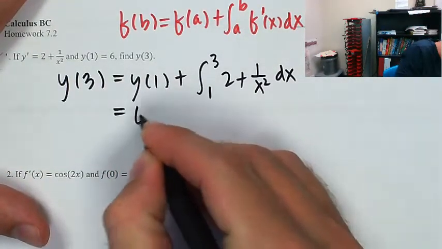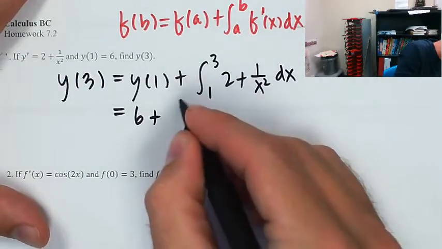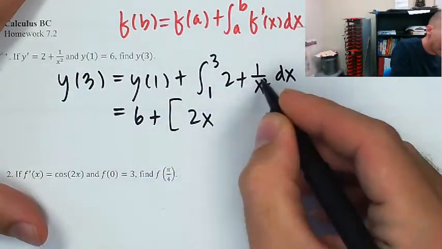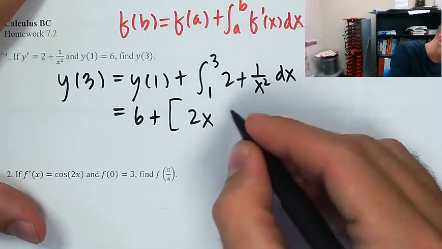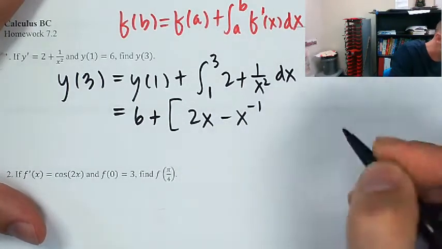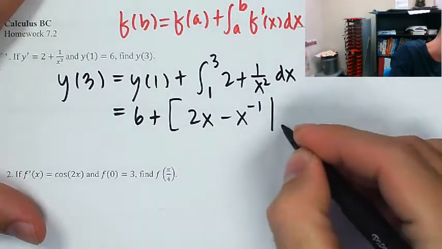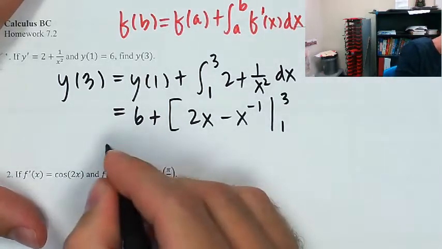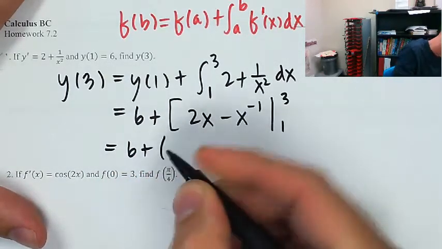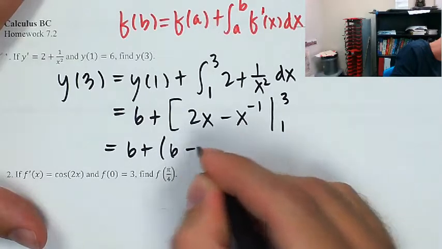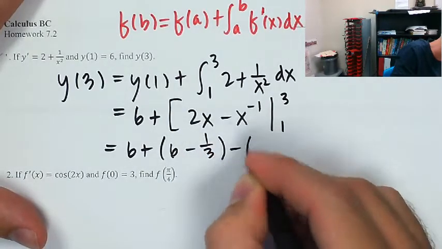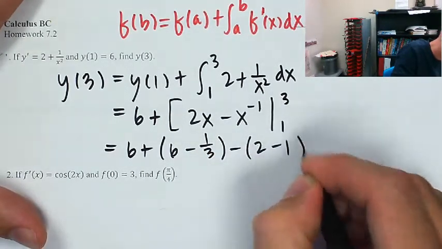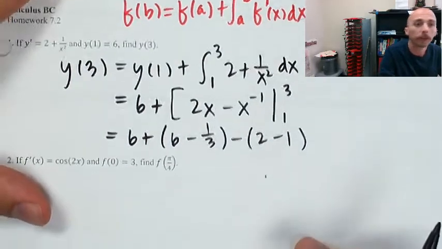So it's going to be 6 plus, I'm going to find an antiderivative here. That would be 2x. This is x to the negative 2, so I'm going to add 1 to the power, divide by the new power, and I'm going to let x run from 1 to 3. Then when I plug in 3, I'll get 6 minus 1/3. And then when I plug in 1, I'll get 2 minus 1. And that's going to be a safe place to stop.